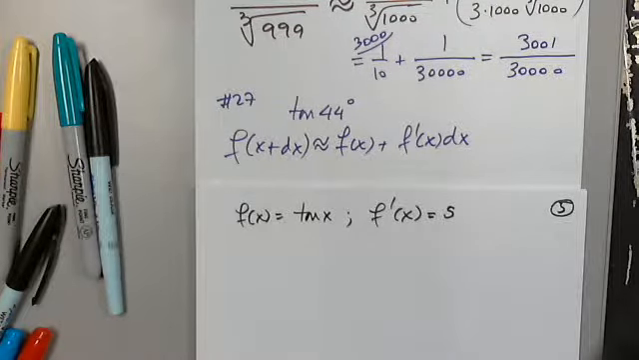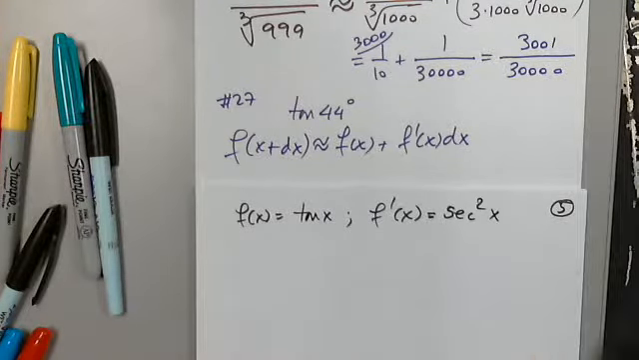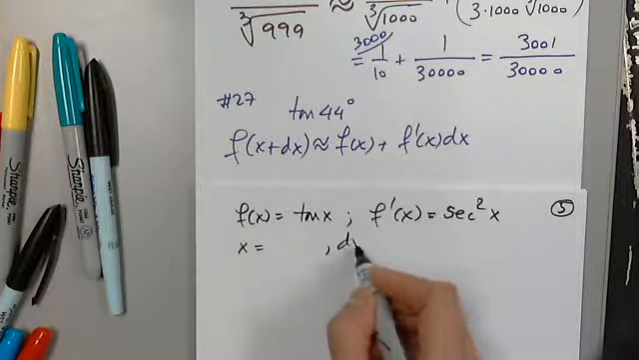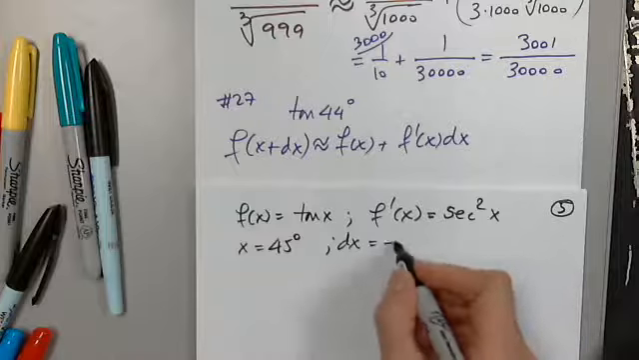Secant squared, remember? Tangent and secant go together. Secant squared x. I need to identify x, and I need to identify dx. Of course, x should be something I know a lot about. So what will that be? 45 degrees indeed. And what is dx? Perfect.